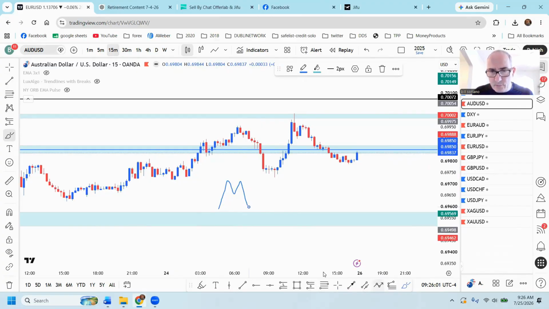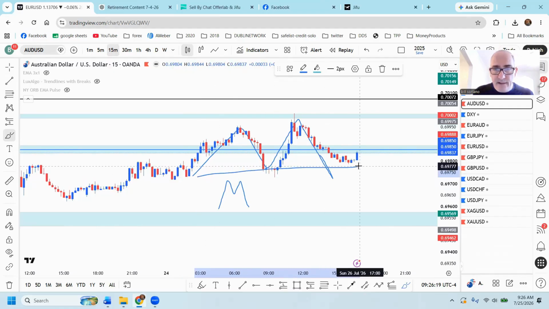And you can see here that we do have somewhat of an M pattern here. And so once we get that first leg of that M pattern, we're looking to draw a trend line. And once we get a break of that trend line, that is one of our confirmations to enter the trade.